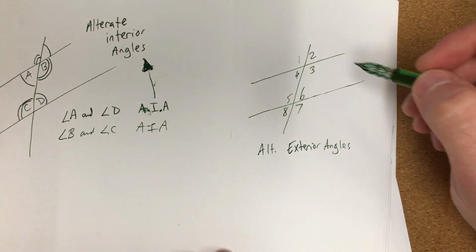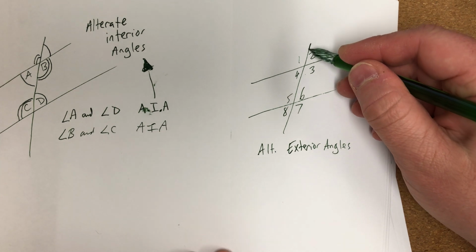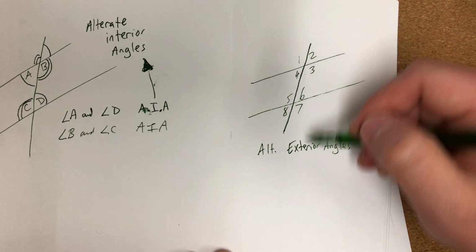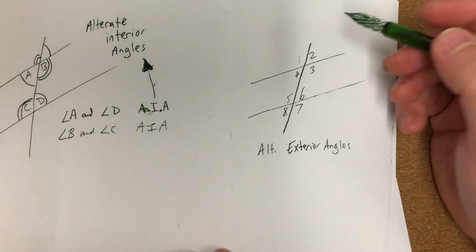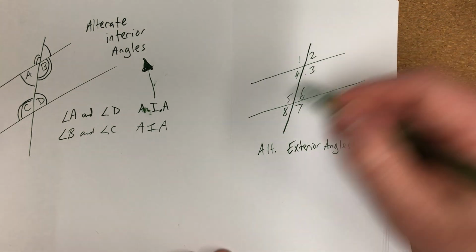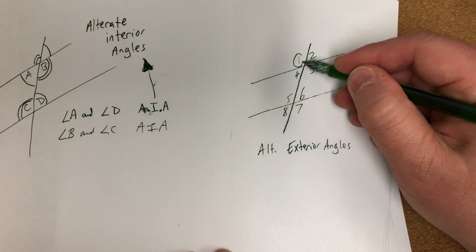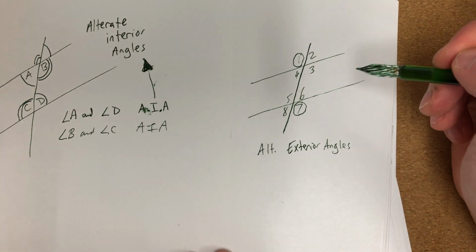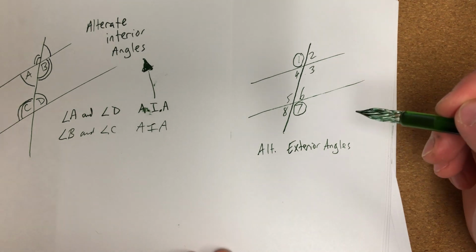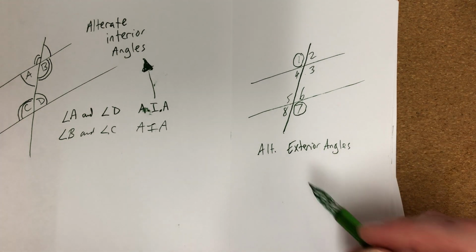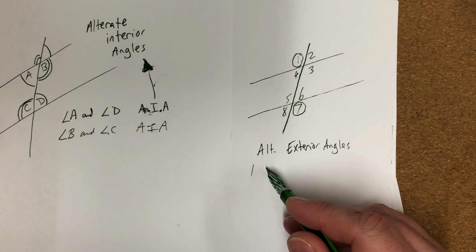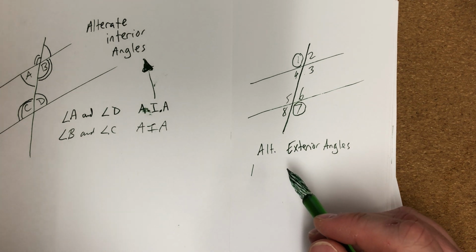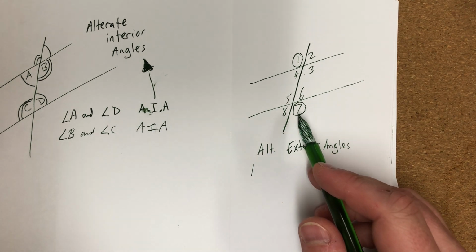Well, alternate exteriors are just going to be just like the last time where they were on opposite sides of the transversal. Alternate exteriors are going to be on opposite sides of the transversal, but they're going to be outside of the parallel lines. So like 1 and 7 are going to be alternate exterior. Well, what's the case with those? Well, I know that 1 is congruent to... Is 1 congruent to 7?